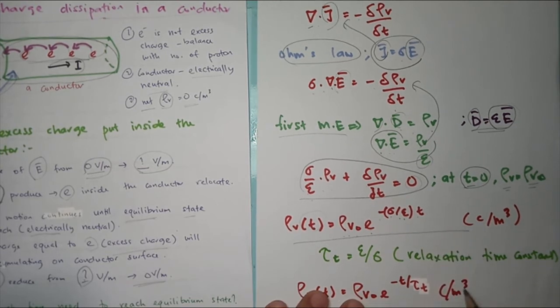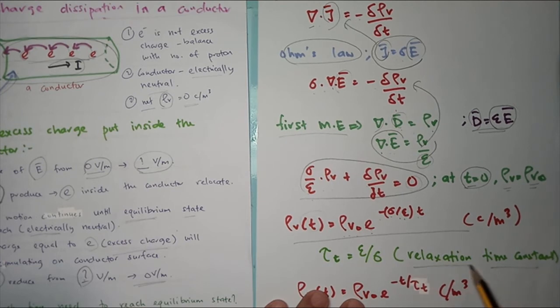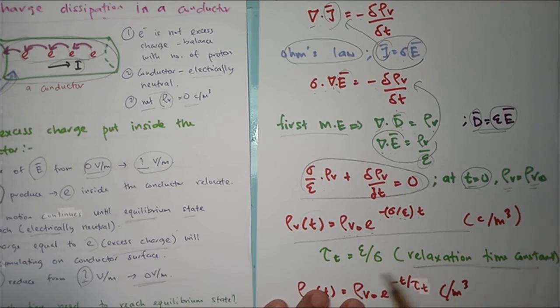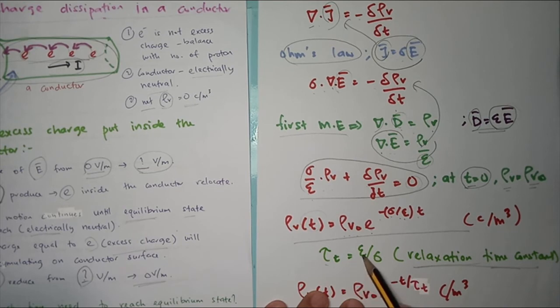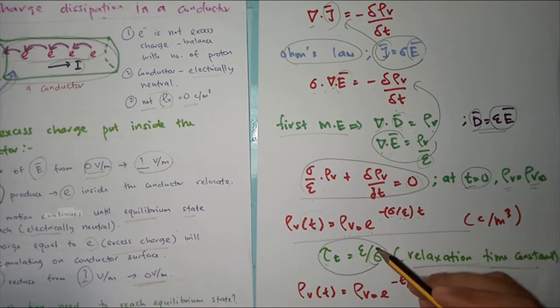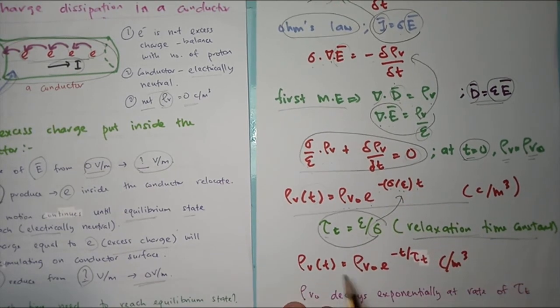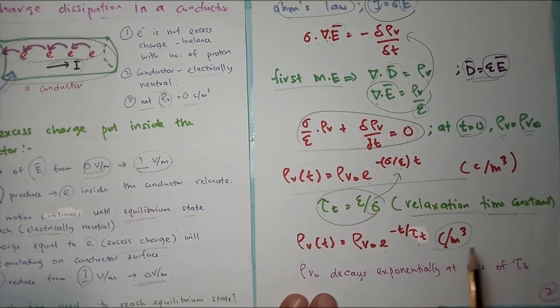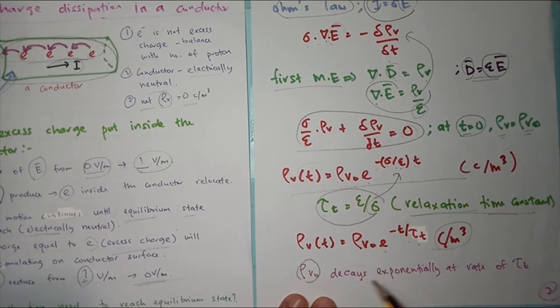Let's introduce another time constant. We call it the relaxation time constant, where this time constant is tau t is equal to epsilon divided by sigma. If we replace this time constant inside this expression, then we will have rho v of t is equal to rho v naught exponential of minus t divided by tau t, and the unit of it is coulomb per meter cubic. Based on this expression, we can see that rho v naught decays exponentially at the rate of tau t.